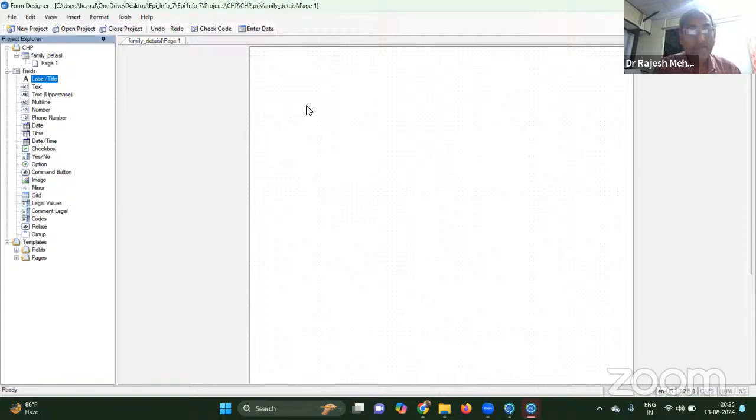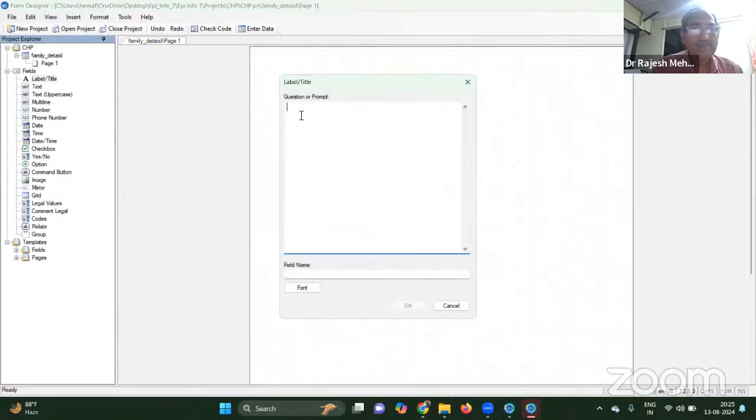Title. So title we want to give community health project of Himachal Pradesh. When you write something like this, field name is taken automatically, which we can change as per our desire. We call it CSP Himachal.